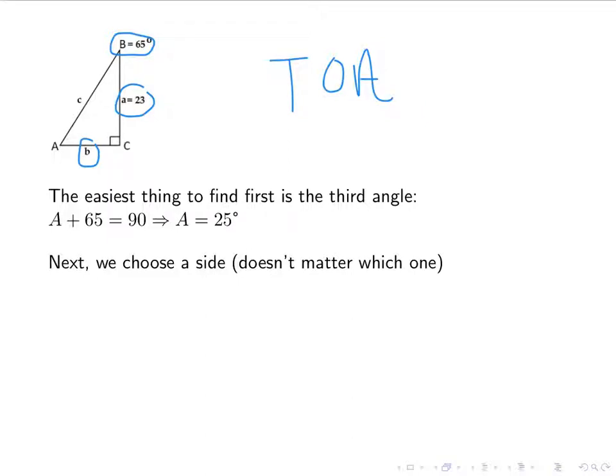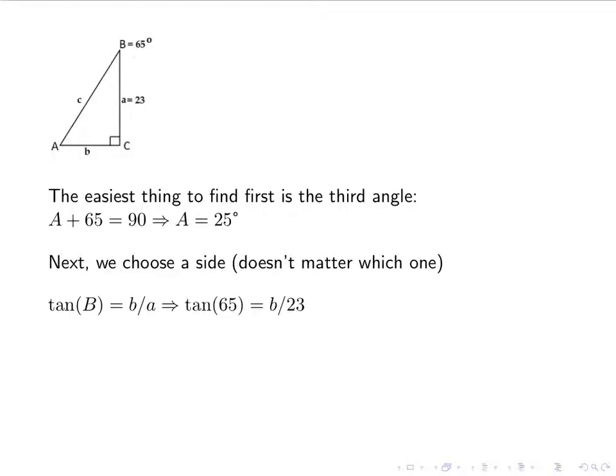I set it up as the following. Tangent of B is little b over little a, so tangent of the angle B is side B over side A, right from SOH CAH TOA. I plug in what I know. I know angle B is 65, I know side A is 23, and then I solve it for B. It's a really nice one-step problem, just multiply both sides by 23.